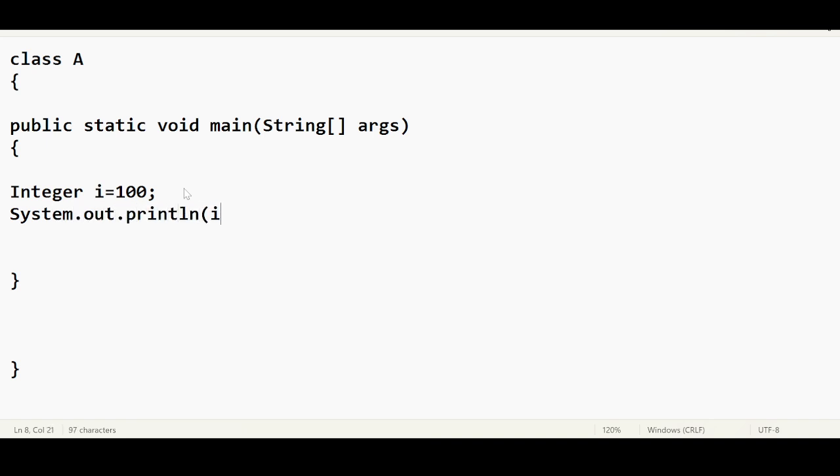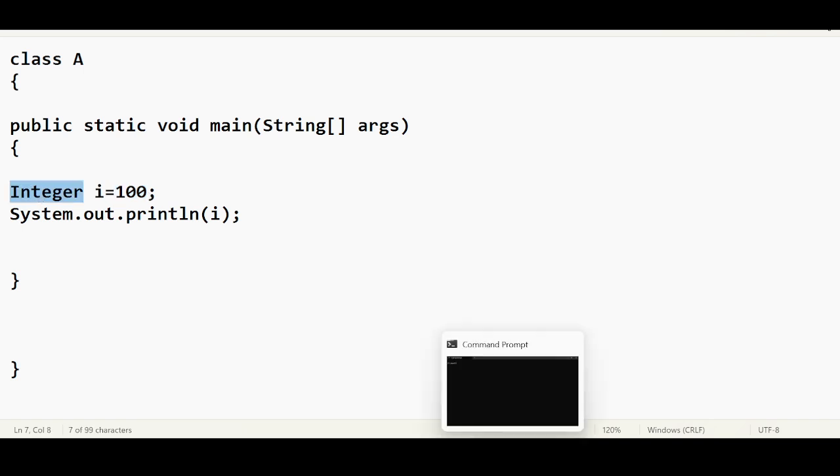System.out.println. Okay, this is my data. I am assigning the primitive type to the wrapper class type and I am just trying to print the value inside the variable i. Till Java 1.4 it is not valid. Till Java 1.4 you cannot assign the primitive type directly to the wrapper class type. You will get an error.